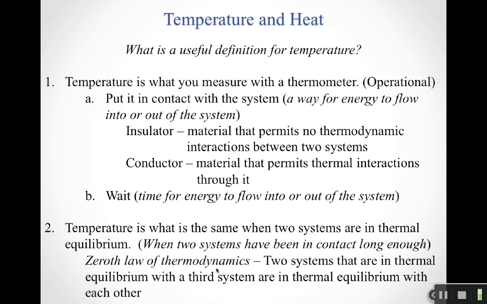And basically what it says is that if you have two systems that are each in thermal equilibrium with a third system, then they also have to be in thermal equilibrium with each other. So this is really just a transitive property for thermodynamics. It says that if the thermometer and you are in thermal equilibrium, which means that the thermometer is registering your temperature, and you put that thermometer in contact with something else, and it also didn't change its temperature because they were in thermal equilibrium, then you and that something else are also in thermal equilibrium.